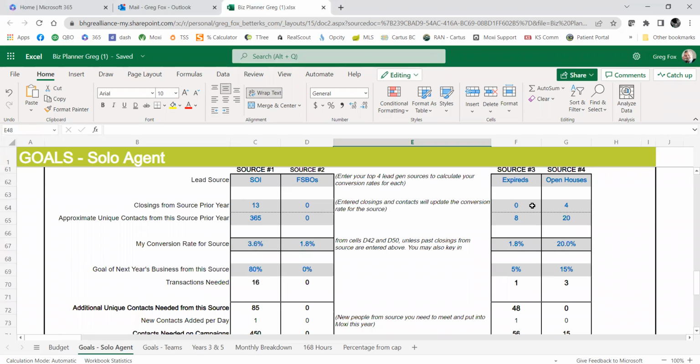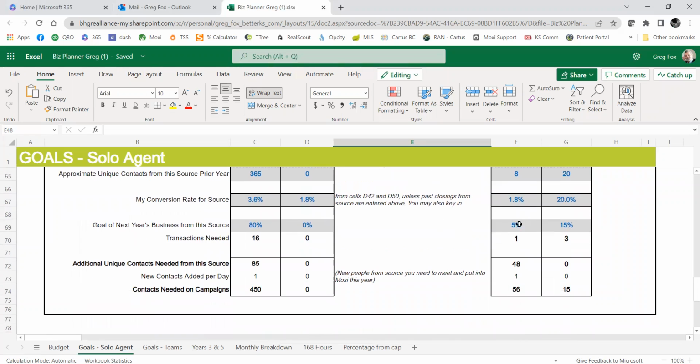Expireds. Well, I had 0 last year. And I put 8 in here because this is kind of where I want to go next year. But maybe I believe expireds could be a good source of income this coming year. Last year, things were selling so fast, very few people worked expireds.